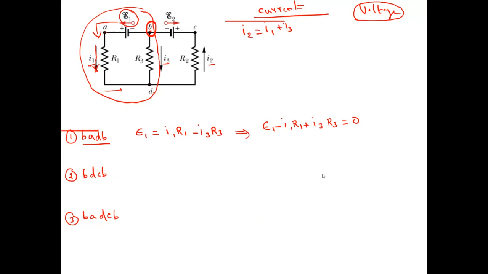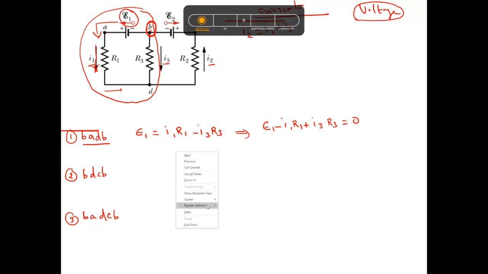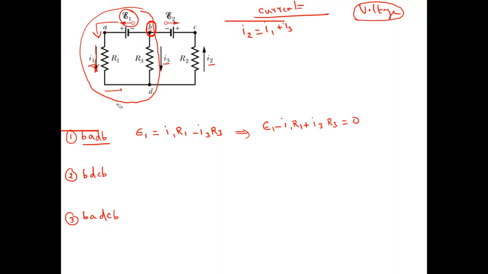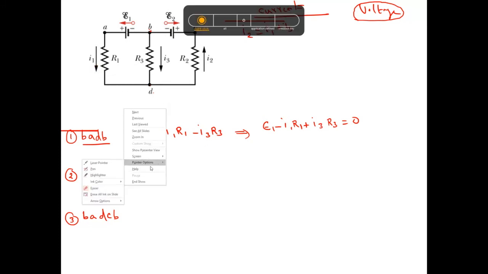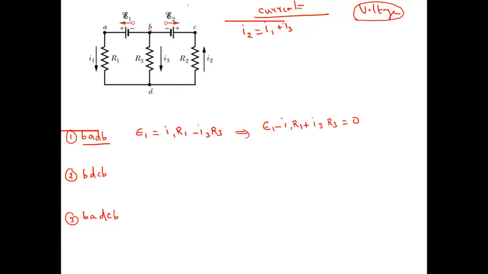Okay. Now let's go for the second loop. Now you have to tell the answer for the second loop. So now I am going to consider this loop. So this is my battery. What is the direction of the main current? In this direction, the current is going. Am I right?